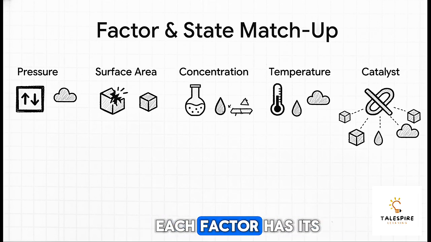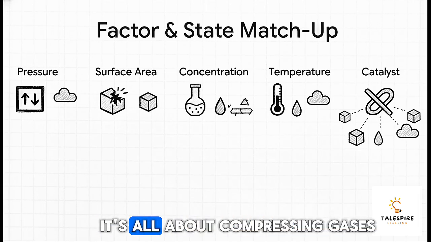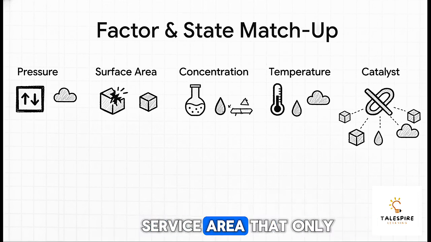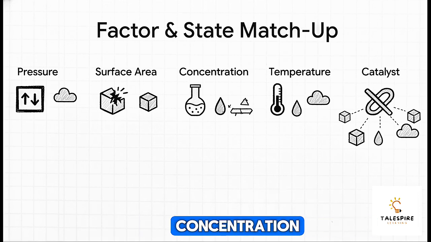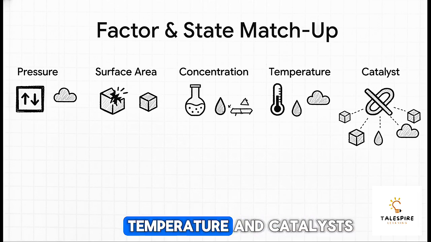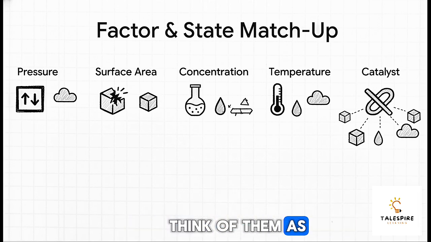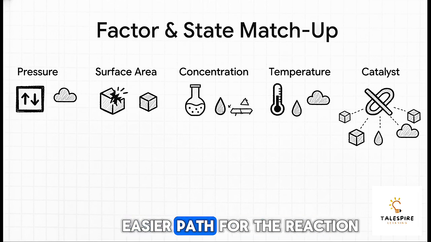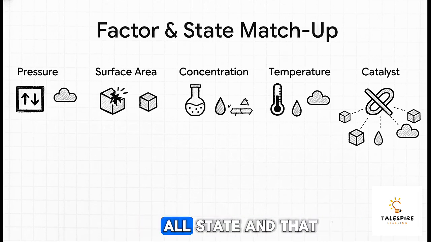See, each factor has its specialty. Pressure, it's all about compressing gases. Surface area, that only matters for solids. Concentration, that works for things dissolved in solutions and for gases. But then you have temperature and catalysts. Think of them as the universal tools in our toolbox. Temperature gives all particles more energy, no matter what state they're in. And a catalyst just creates a whole new, easier path for the reaction, which, again, works for all states.